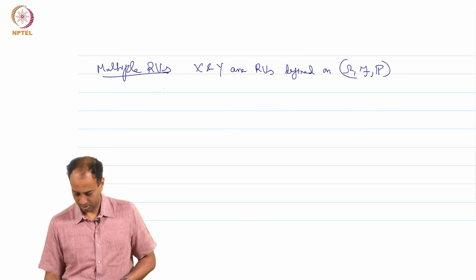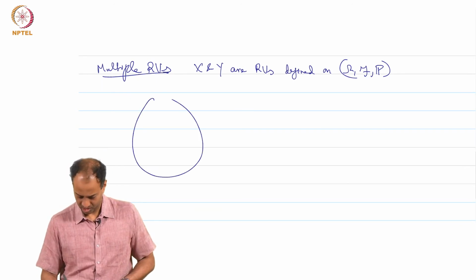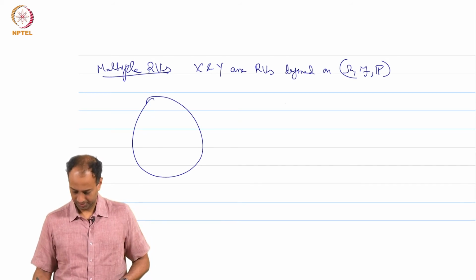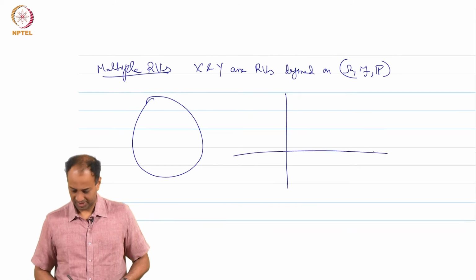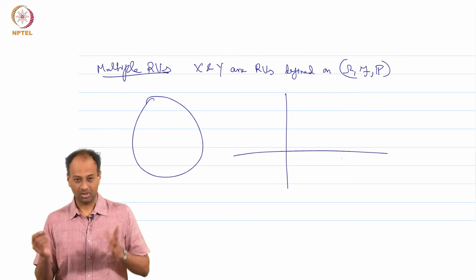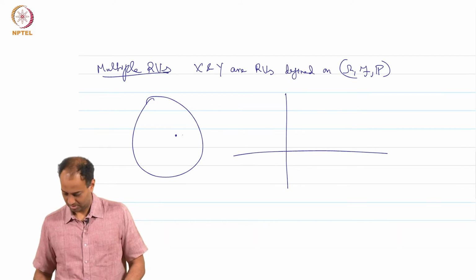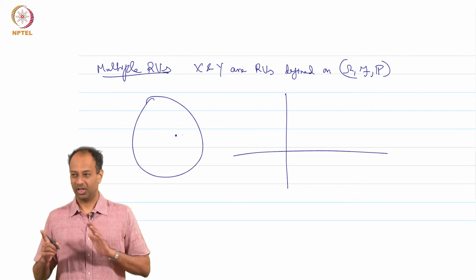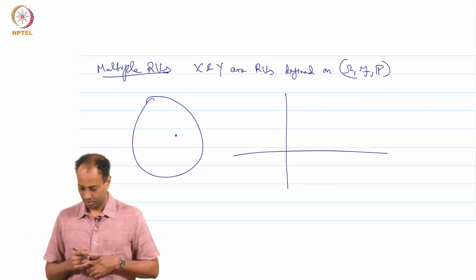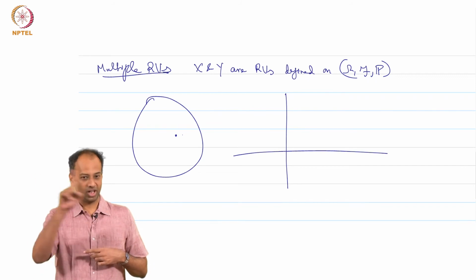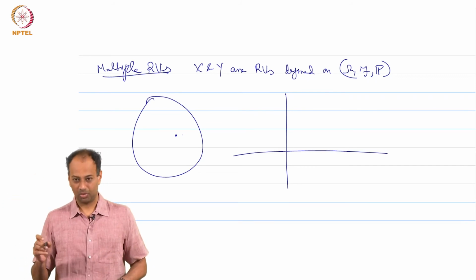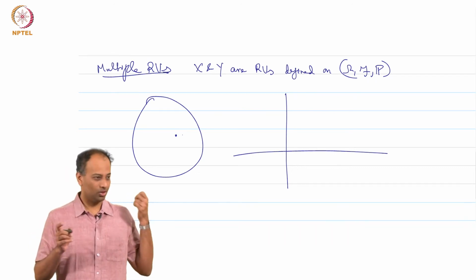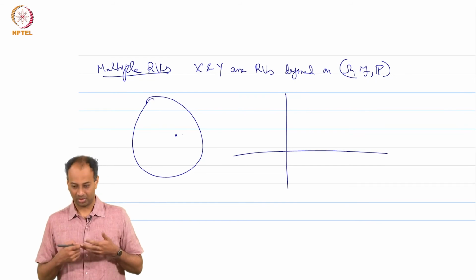So, the way to look at this is to look at R 2. x is a map from omega to R, y is a map from omega to R. It is useful here to look at the joint map x comma y from omega to R 2, because it is the same omega which realizes the values of x and y.